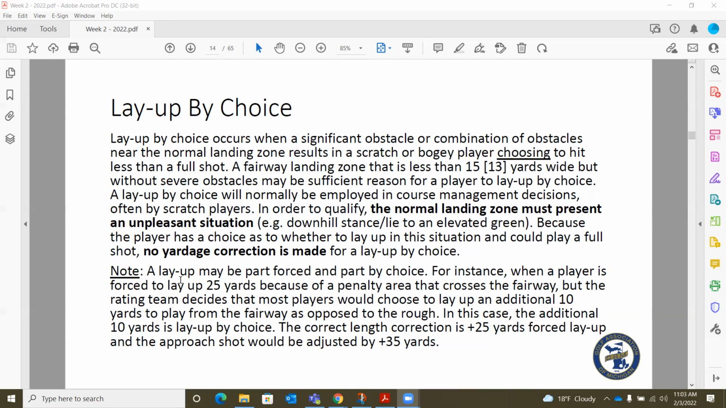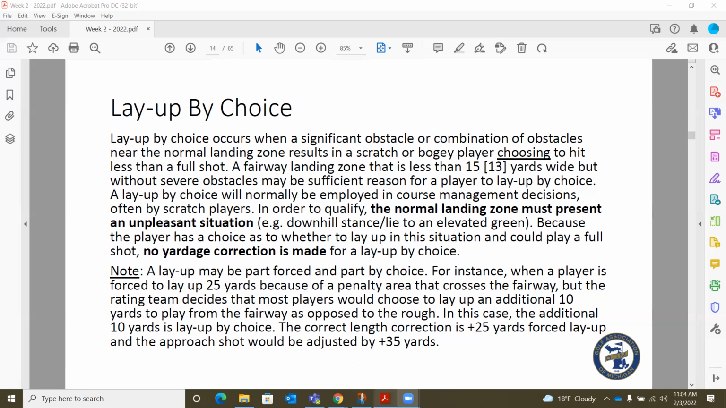So here it says that a layup may be part forced and part by choice. For instance, when a player is forced to lay up 25 yards because of a penalty area that crosses the fairway, but the rating team decides that most players would choose to lay up an additional 10 yards to play from the fairway as opposed to the rough. In this case, the additional 10 yards is layup by choice, but the correct length correction is plus 25 for the layup or forced layup on the Form 1. But then the approach shot would be adjusted by 35 yards.